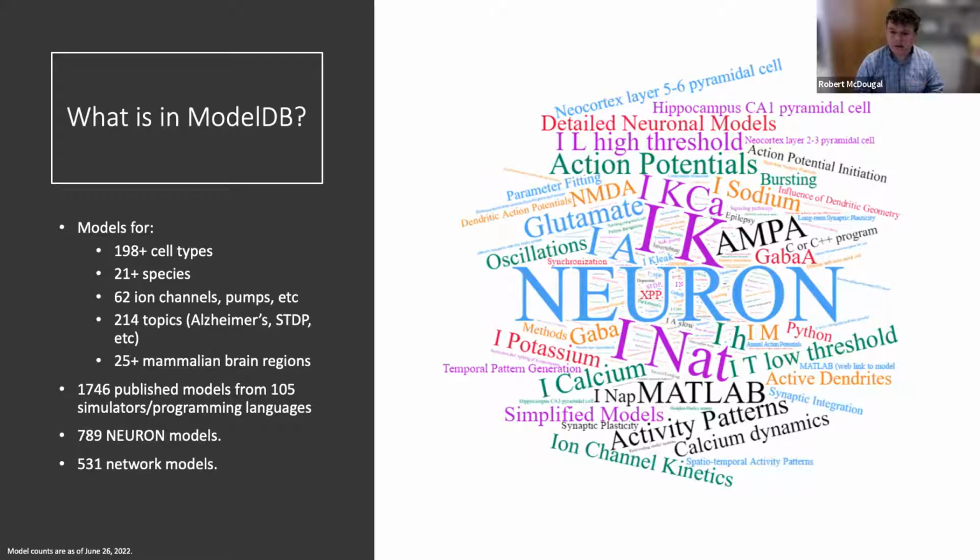And it's useful to look at these, even if you're working in Neuron, to be able to see what kinds of parameters they use or how they structure their data. Even if they're not using the tools that you're most familiar with, you can still learn from looking at how other people approach the problem. There are models for approximately 200 different cell types, spanning 21 or more different species, and 62 types of ion channels and pumps. These cover a wide range of topics, ranging from the clinically focused, like Alzheimer's or Parkinson's, to the more basic science questions like how spike timing dependent plasticity works.